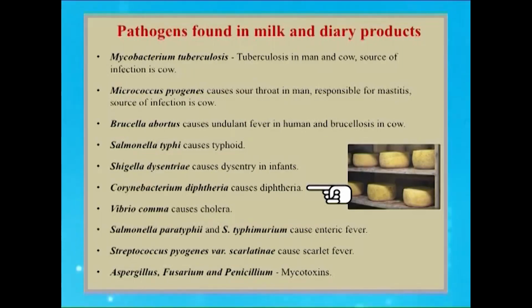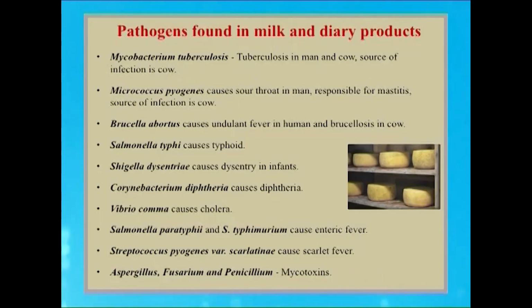Corynebacterium diphtheriae causes diphtheria. Vibrio cholerae, which causes cholera. Salmonella paratyphi and Salmonella typhimurium, which cause enteric fever. Streptococcus pyogenes variety scarlatinae, which causes scarlet fever. Aspergillus, Fusarium and Penicillium are able to produce different types of mycotoxins.